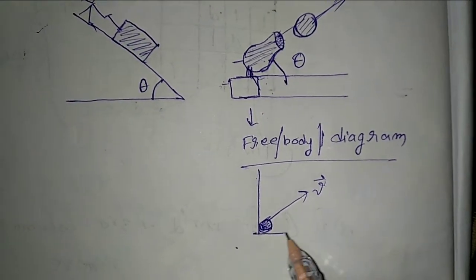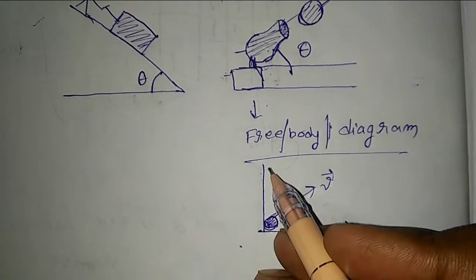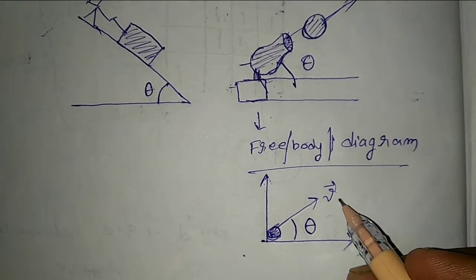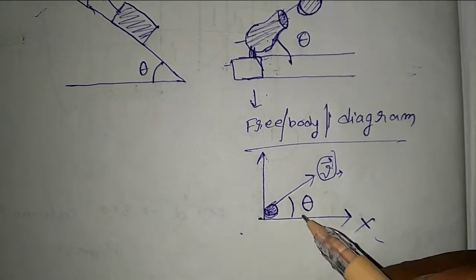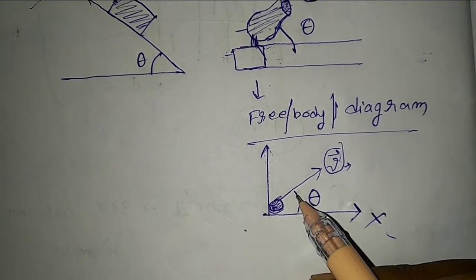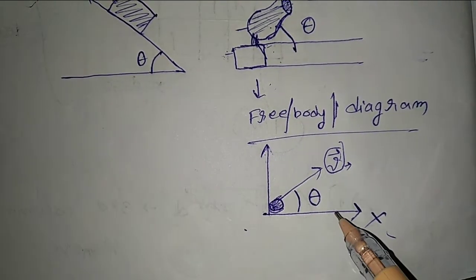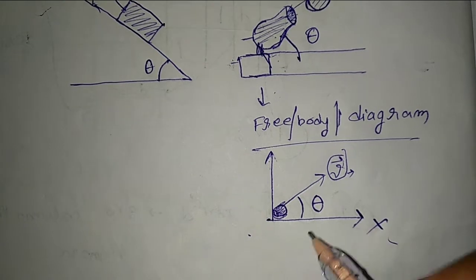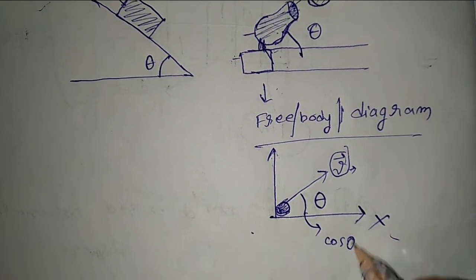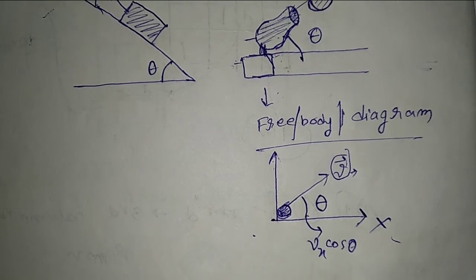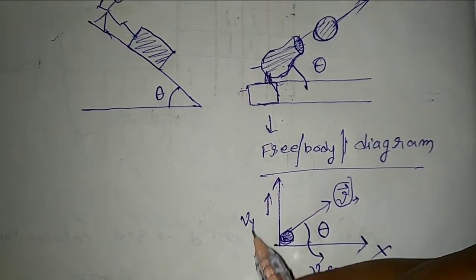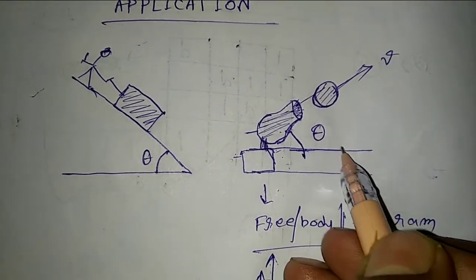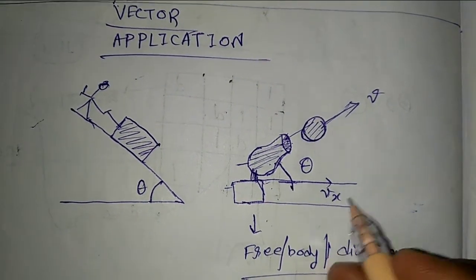Now break it into Cartesian coordinates. Here the angle is theta, and you know velocity is a vector, and it has a component along x, as it has made an angle theta with the x direction. So this component will be the cos theta component. So the x component will be v cos theta, and the y component will be v sin theta.